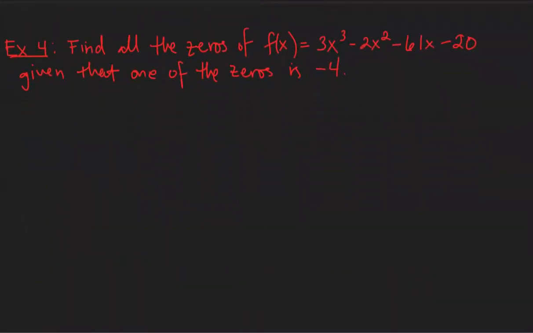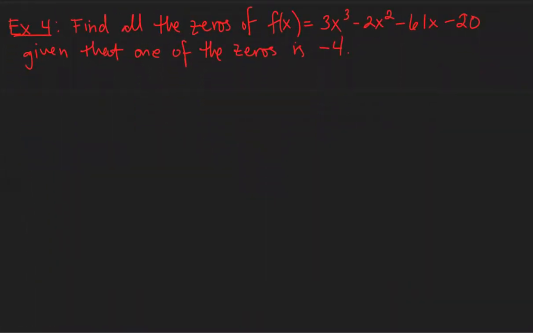One more. And this one's worded a little differently. So let's see how that changes our process. Find all the zeros of f of x equals 3x cubed minus 2x squared minus 61x minus 20, given that one of the zeros is negative 4. Okay, remember from our factor theorem, if c is a zero, then that means, if and only if, so it's double implication, that can go either way.